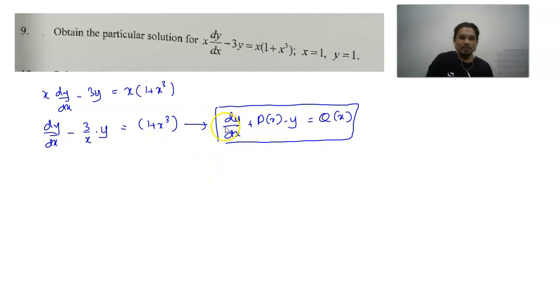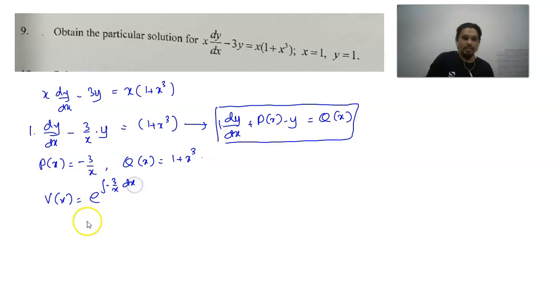So the coefficient of dy/dx equals 1 here and also 1 here. So P(x) equals negative 3 over x, and Q(x) equals 1 plus x cubed. Then V(x) equals e to the power of the integral of negative 3 over x dx. It is e to the power of negative 3 natural log of x. Bring this negative 3 above using the logs rule, and e and natural log cancel each other. It is x to the power of negative 3, or 1 over x cubed.